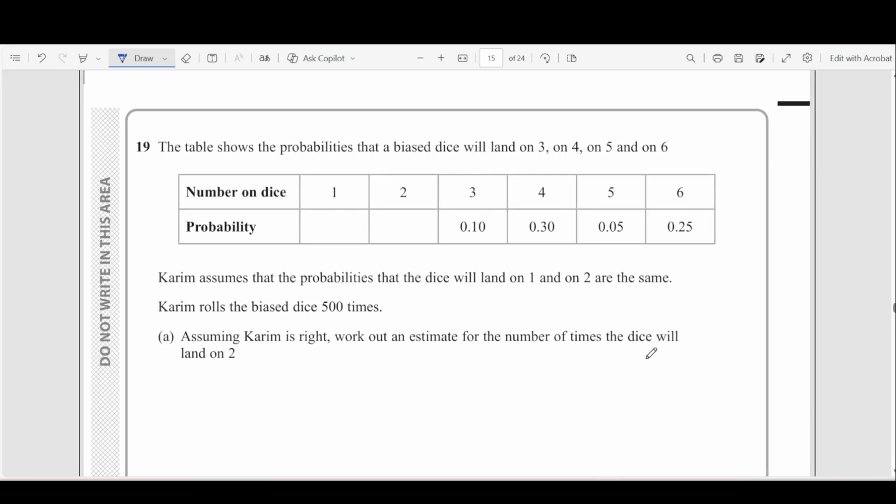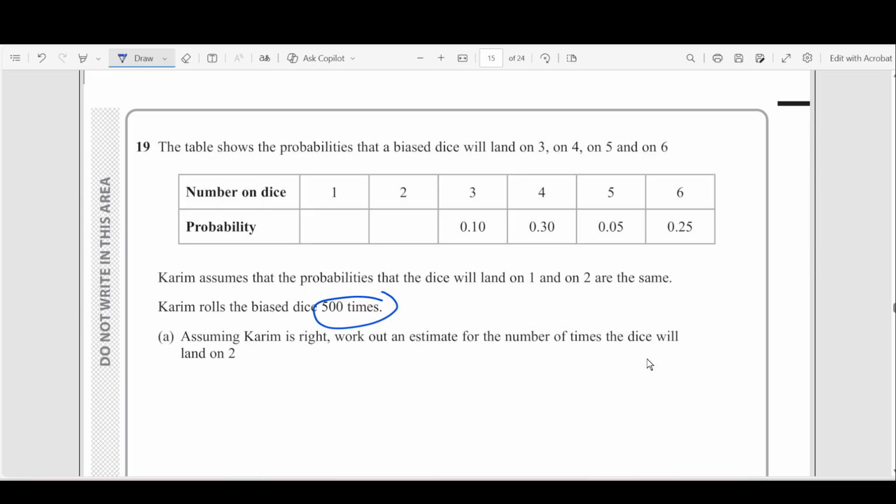Next is question number 19. A probability table is given, showing the dice probability for 1, 2, 3, 4. Karim assumes that the probability of the dice landing on 1 and 2 is the same, and he rolls it 500 times.